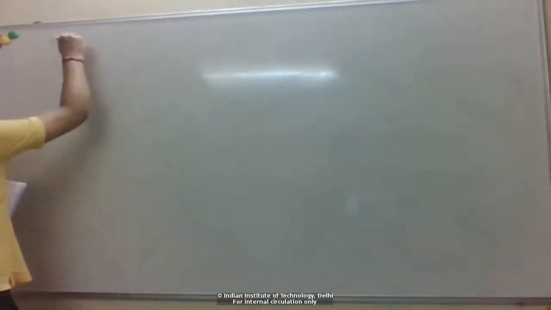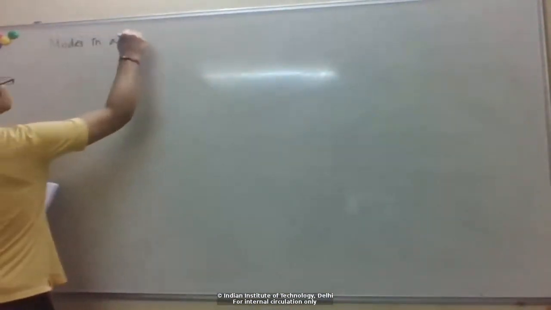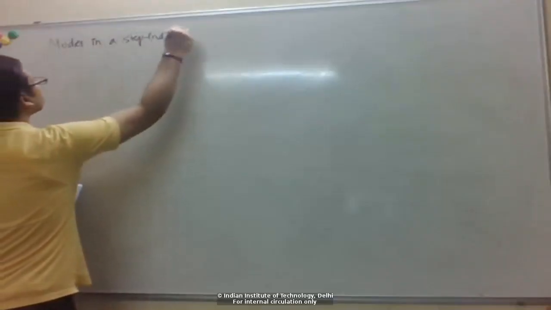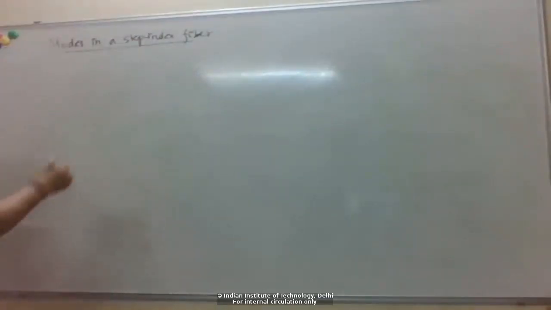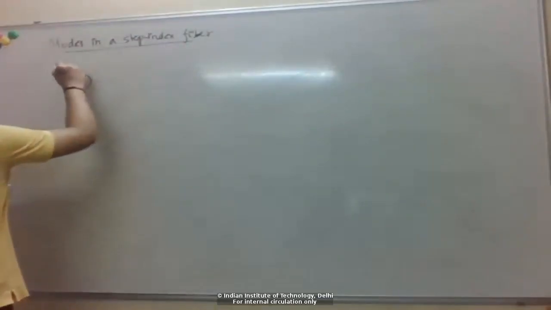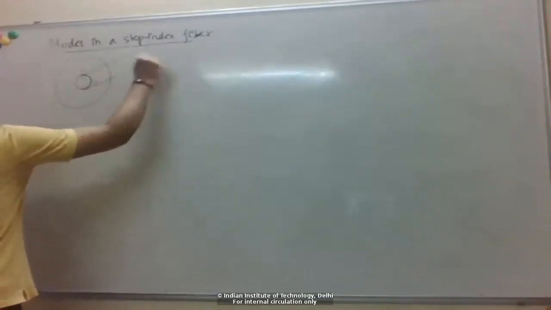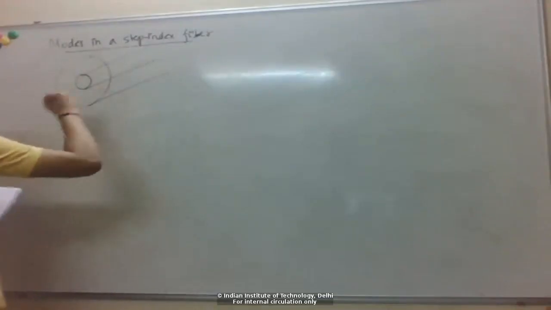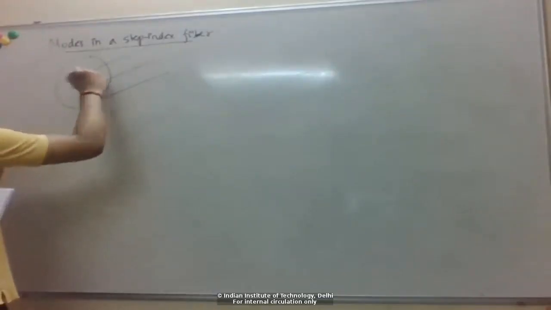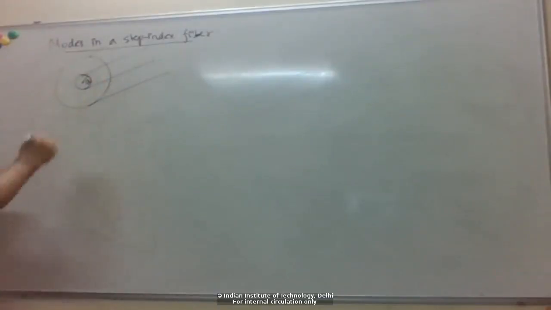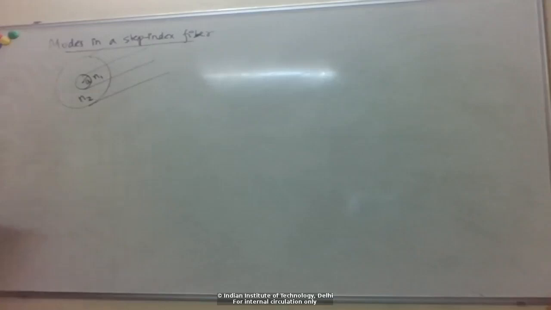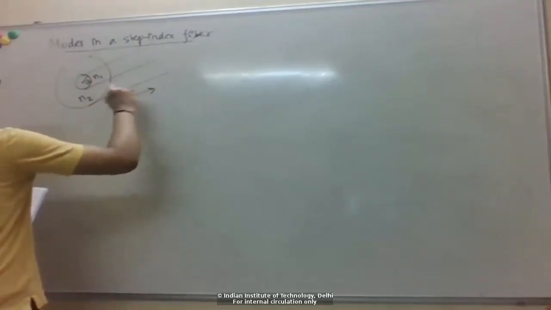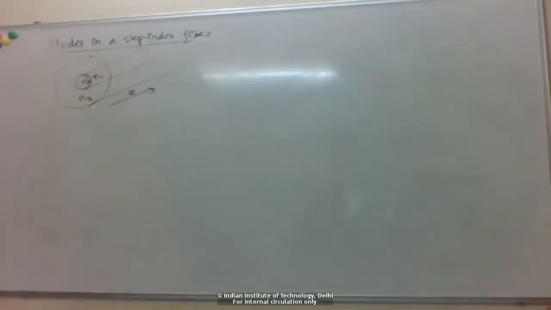the next topic is modes in the step index fiber. Right, so now we have cylindrical geometry, a circular cross section, so radius a, and the core refractive index is n1, and then I have a surrounding region with refractive index n2. Again, we can denote the propagation direction as z.